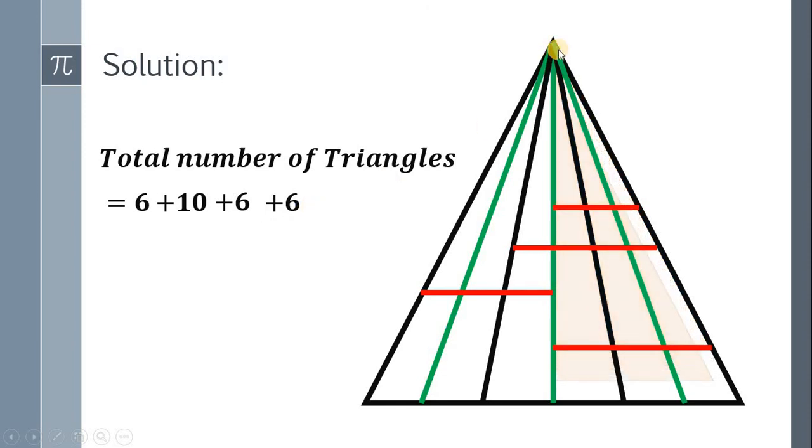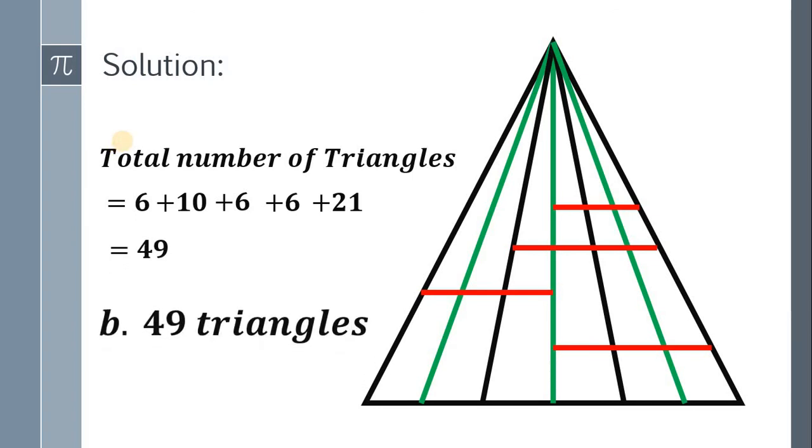And finally, the big triangle. How many possible sides are there? We have 1, 2, 3, 4, 5, 6, 7. And out of 7, we need to choose 2 of them to make a triangle. Therefore, we have 7 choose 2, or simply 6 plus 5 plus 4 plus 3 plus 2 plus 1, and we get 21. Add those numbers and we get 49. Therefore, the answer is letter B, 49 triangles. And we're done.